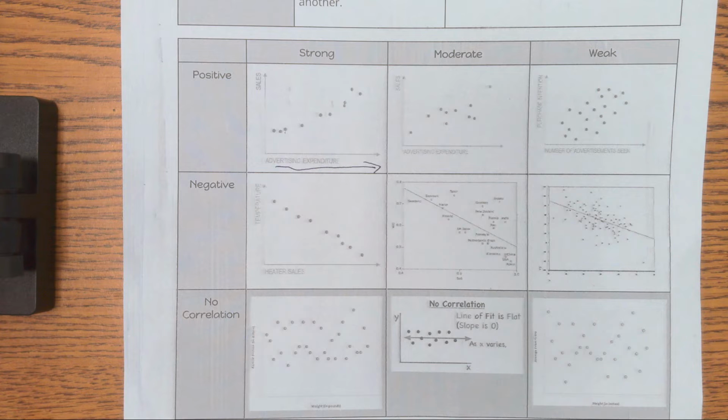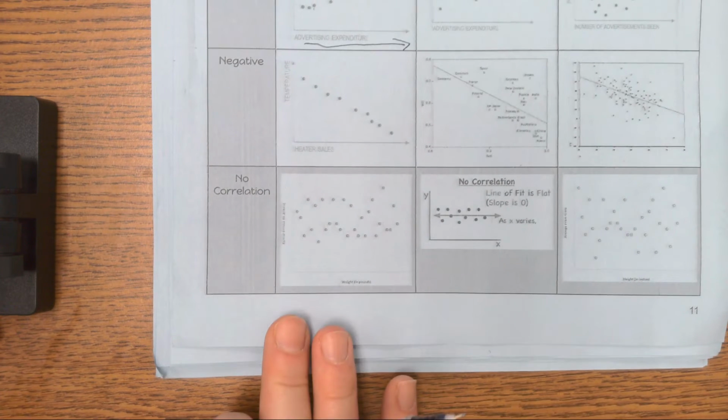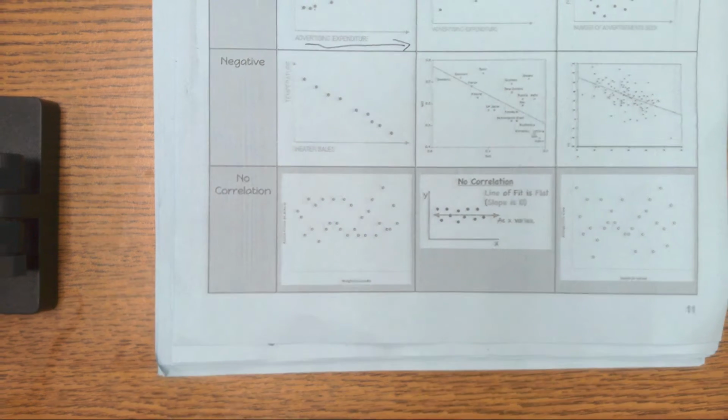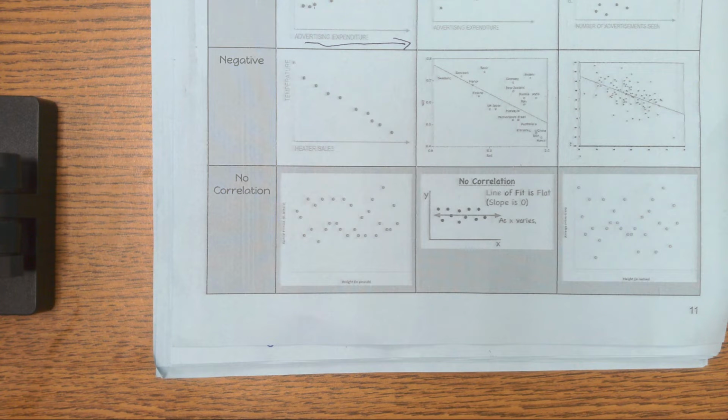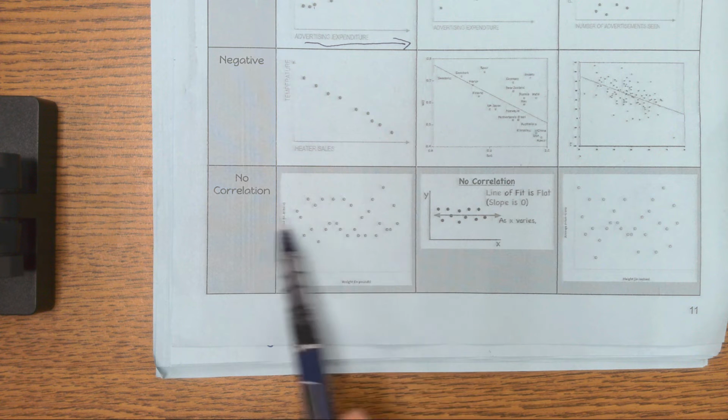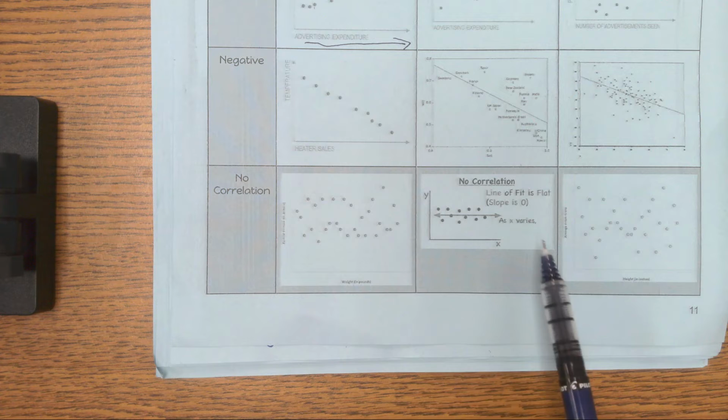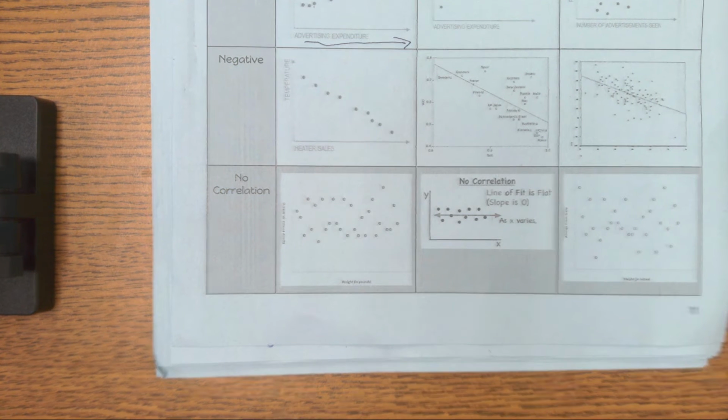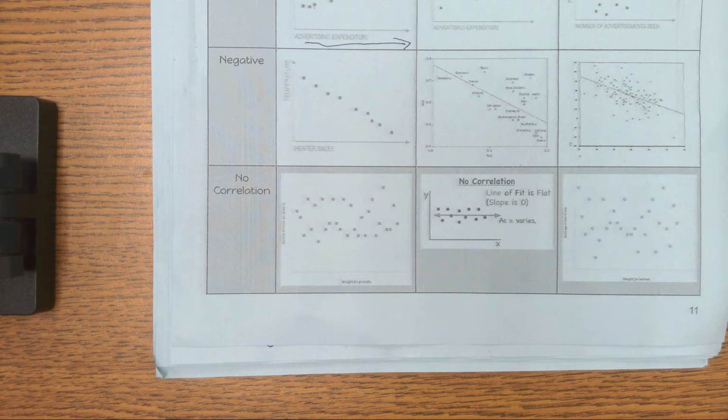No correlation. No correlation would be, there's no strong, moderate, or weak. You could think of it as a flat line could be drawn through it. But this isn't going up or down, is it? Same with this. So there's no pattern of positive or negative. So those are our three types of correlation.